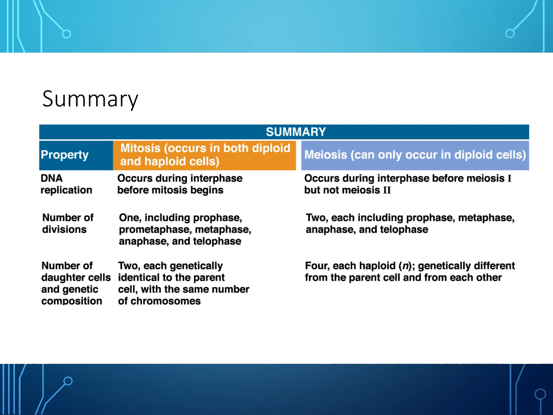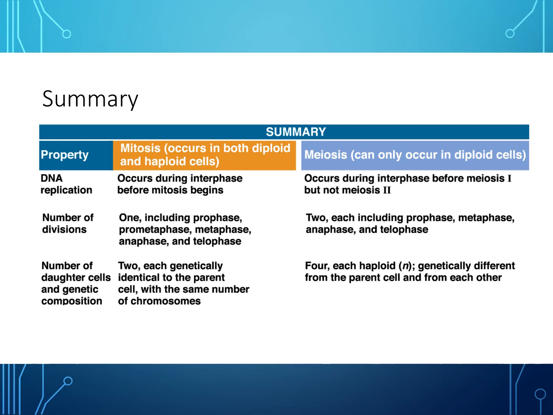One summary. Property: DNA replication. Mitosis, which occurs in both diploid and haploid cells, occurs during interphase, before mitosis begins. In contrast, meiosis only occurs in diploid cells, and it occurs during interphase before meiosis 1 and not before meiosis 2.